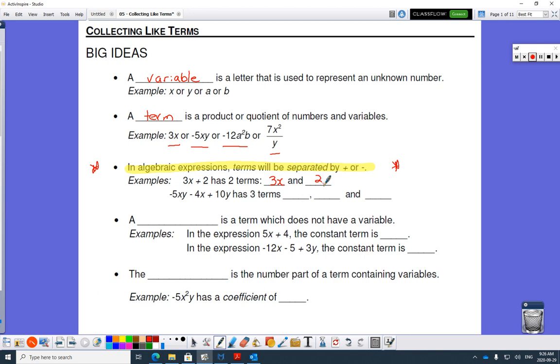Asking if this is positive or add is a little like asking me, Mr. Todd, are you a parent or a teacher? I'm like, yeah. Right now, I'm mostly teacher. As soon as the bell goes, I'm mostly parent.